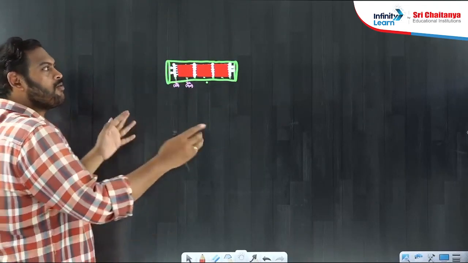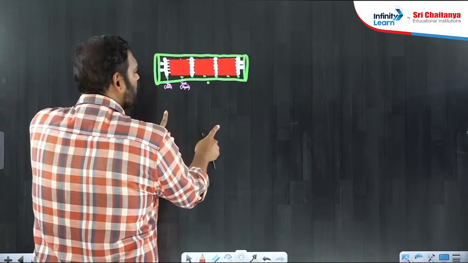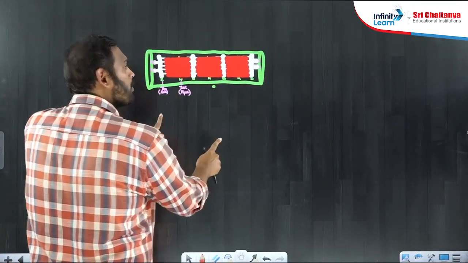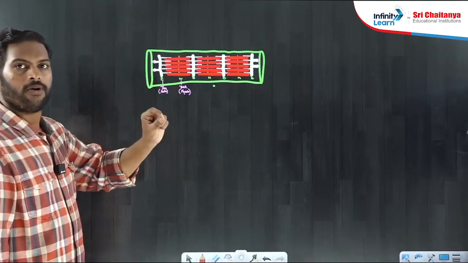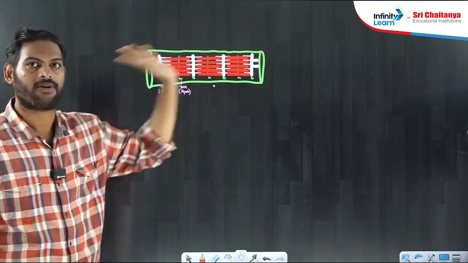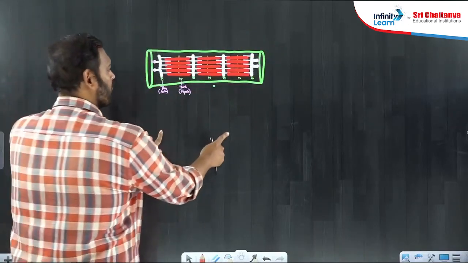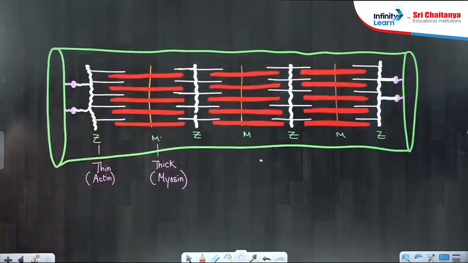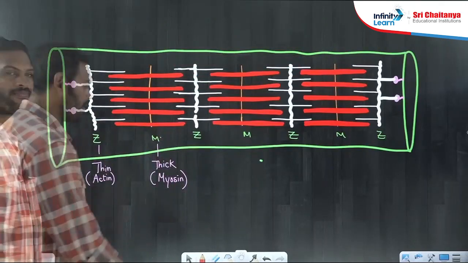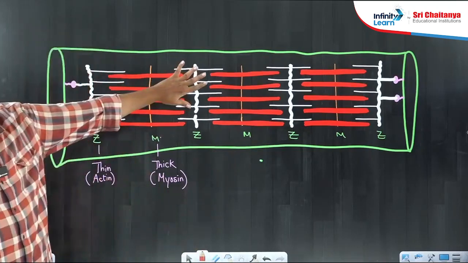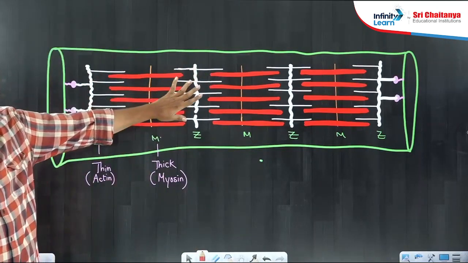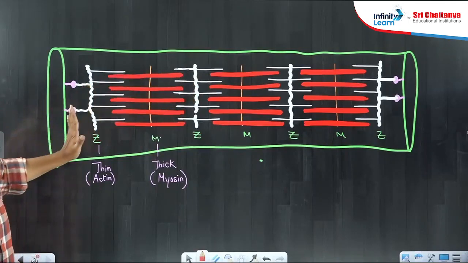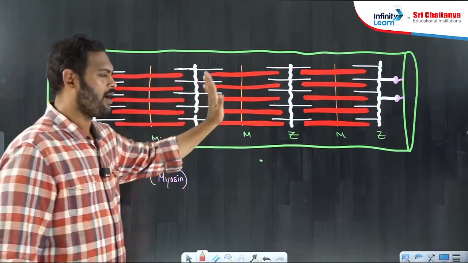So if you zoom out now, you'll get to know these striations are because of the arrangement of thin and thick filaments. Yeah, now that's how it comes. Guys, is it visible? So Z line, M line, Z line, M line.